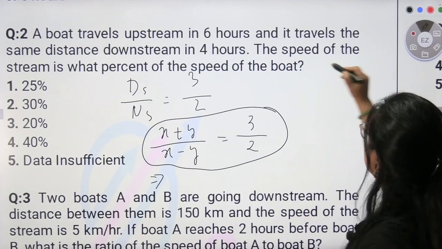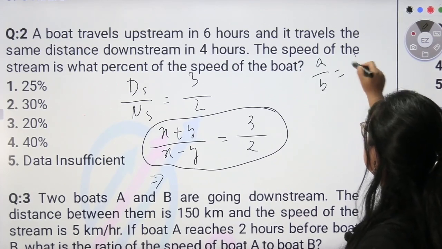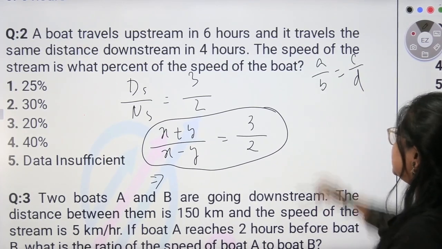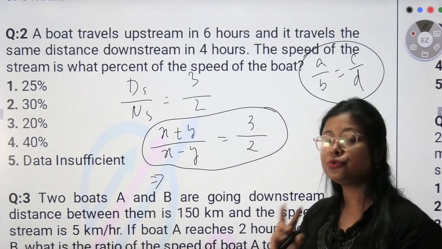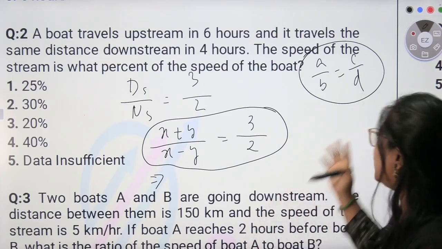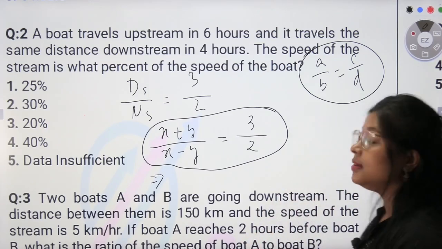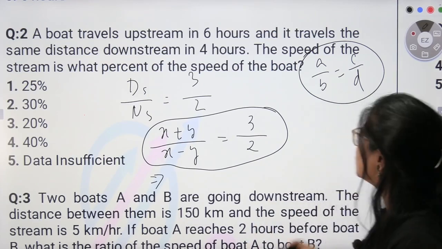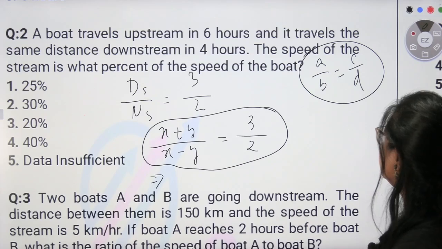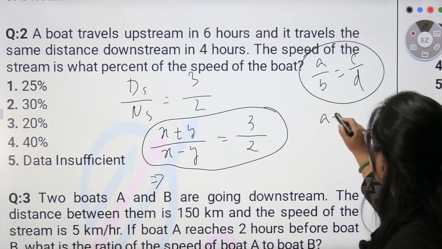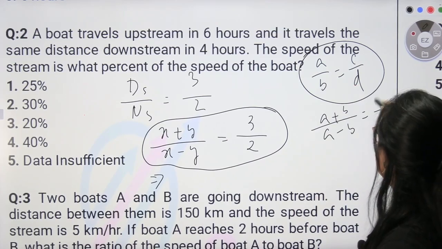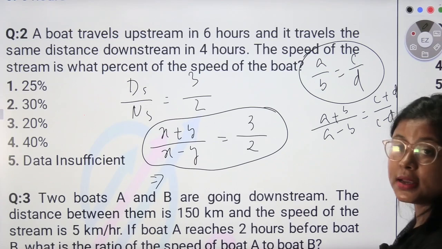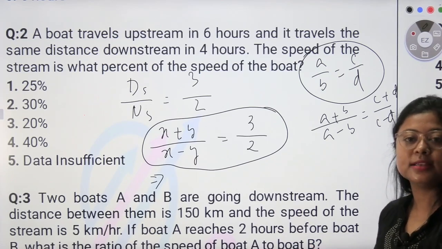I know if a by b is equal to c by d, that means the ratios are in proportion, and if two ratios are in proportion, then what we can do? We can apply here componendo and dividendo. So if I apply componendo and dividendo, what will my value become? So componendo and dividendo will give me a plus b by a minus b is equal to c plus d by c minus d. So this is my componendo and dividendo formula.